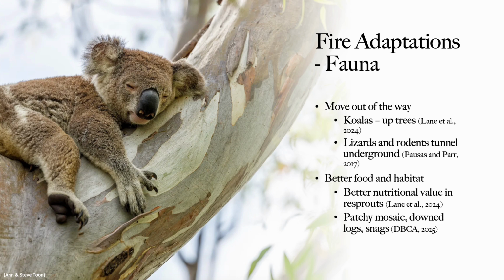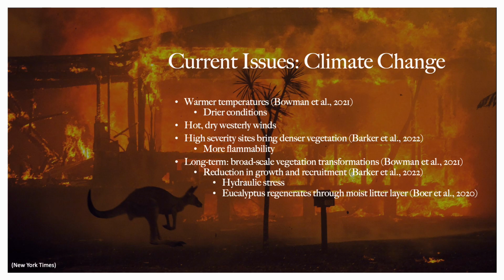In a study done by Lane et al., they found higher nitrogen levels in epicormic sprouts in eucalyptus. They also found that burned areas make better habitat for koalas. The fire regime leads to a patchy mosaic that animals prefer, as well as snags and downed logs.